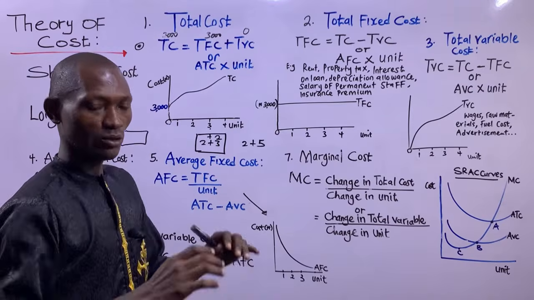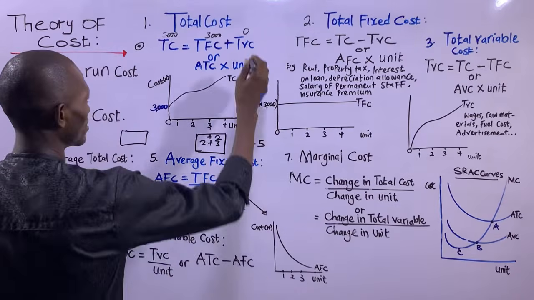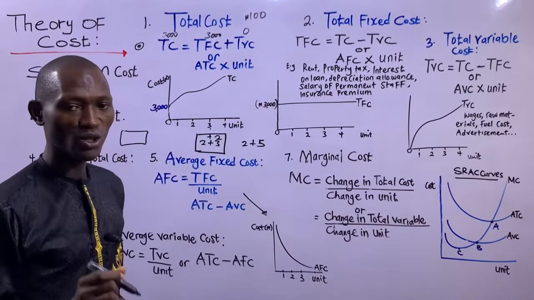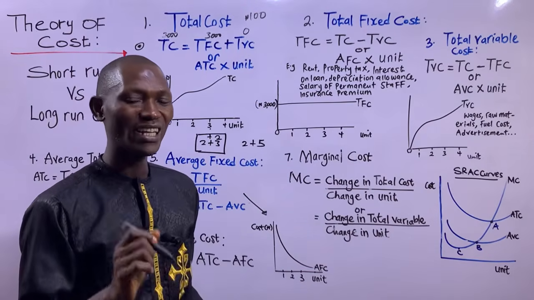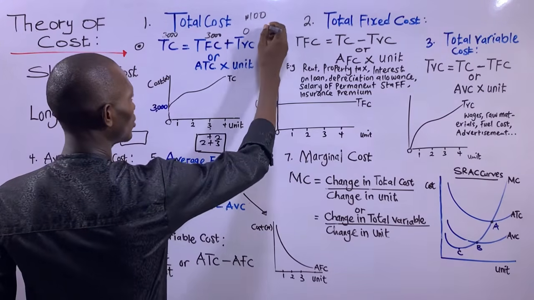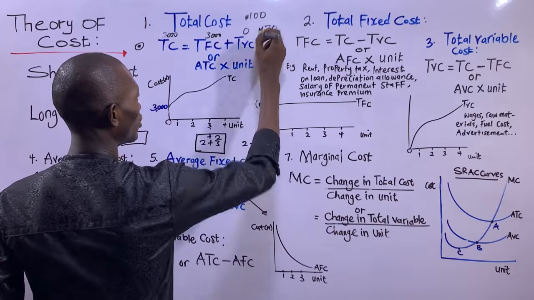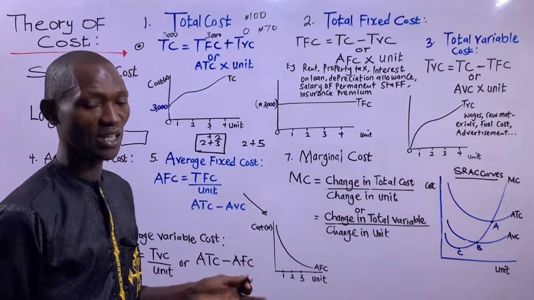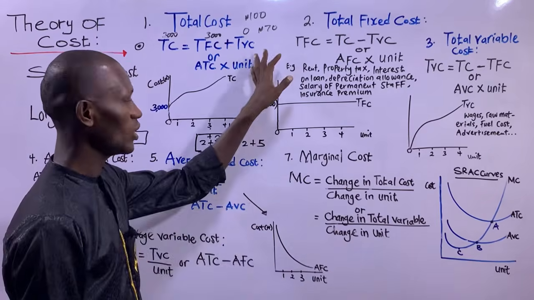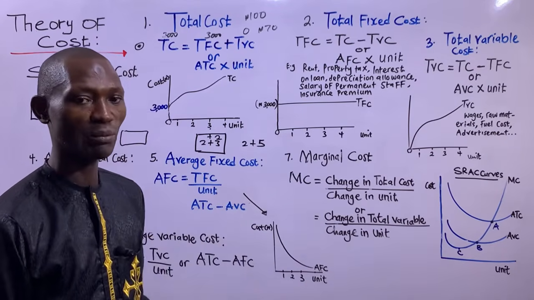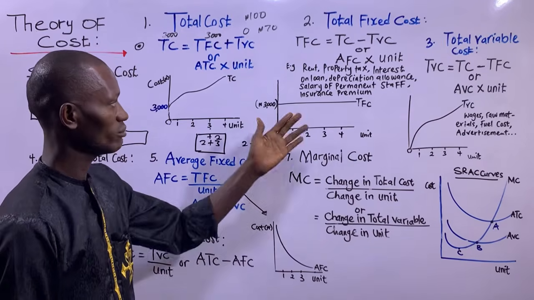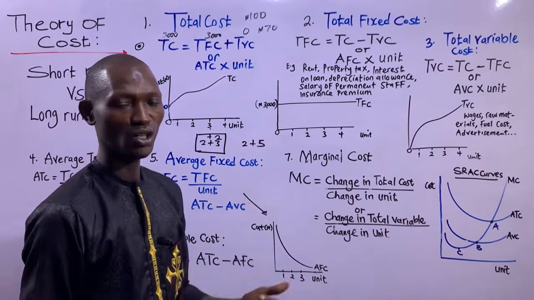So total cost now, let's say total cost is 100 naira. Total fixed cost usually takes a larger proportion of the total cost. So here now, if total cost is 100, total fixed cost will take a larger proportion, say 70. For most firms, basically, not for all firms, but for most firms, total fixed cost takes a larger proportion of the total cost. So that's basically with respect to total fixed cost.